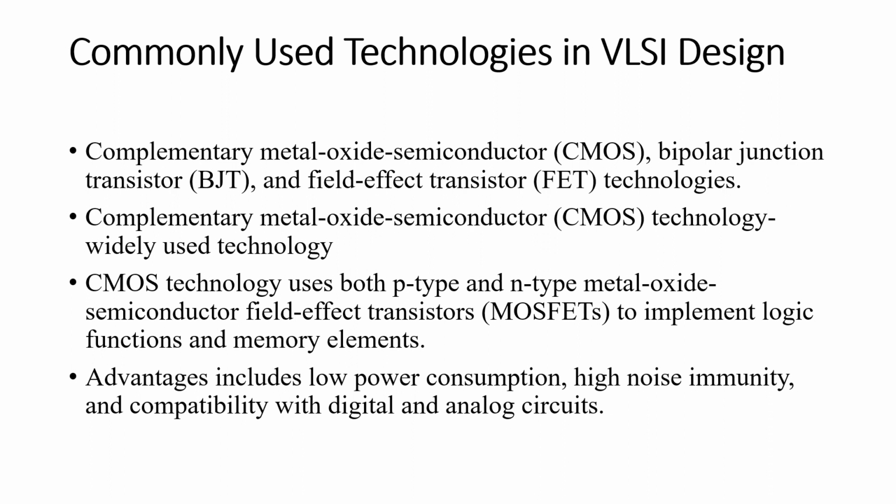So what is a complementary metal oxide semiconductor? It uses both P-type and N-type transistors, which are called the MOSFETs, in order to implement logic functions and memory elements. So the advantages of this are low power dissipation, high noise immunity, and compatibility with digital and analog circuits.